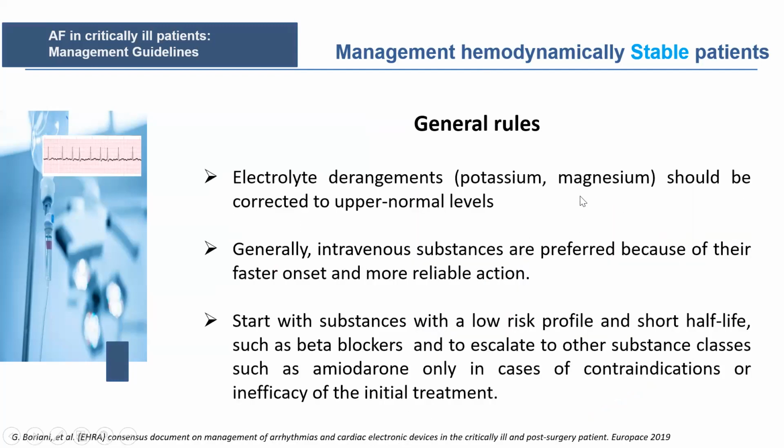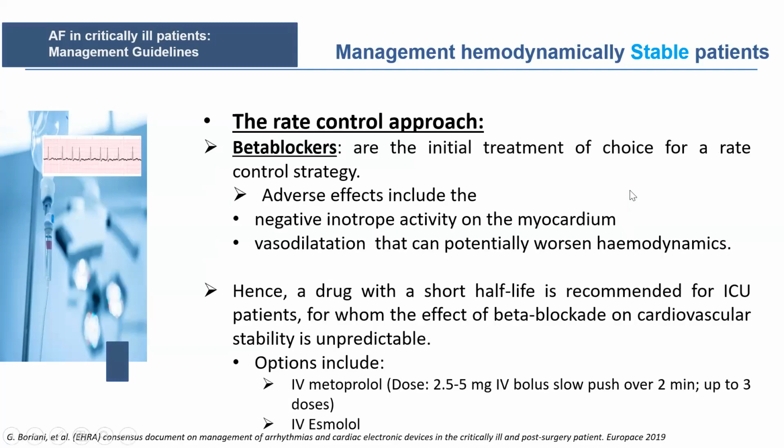Also, from the general rules, as we said, electrolyte derangement should be corrected and usually kept at the upper normal level. IV medication is the preferred one in the critical care situation, of course, because it has faster onset and more reliable action. Usually start with agents that have low risk profile and short half-life, like beta blocker. And when the patient is refractory to the beta blocker, then you resort to the more potent agents with more possible side effects, like amiodarone.